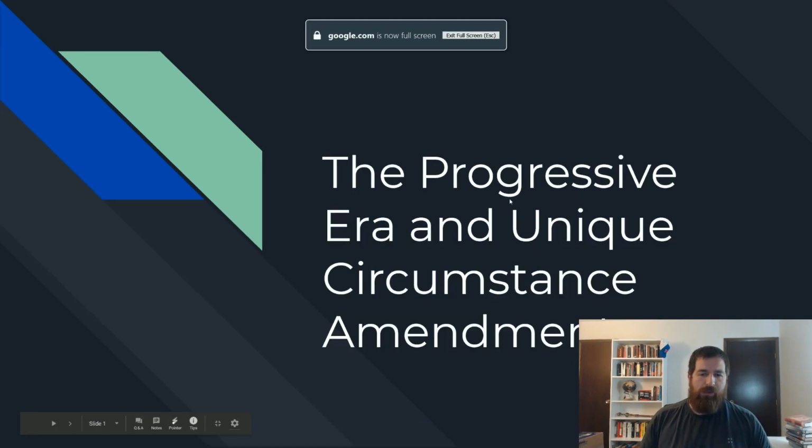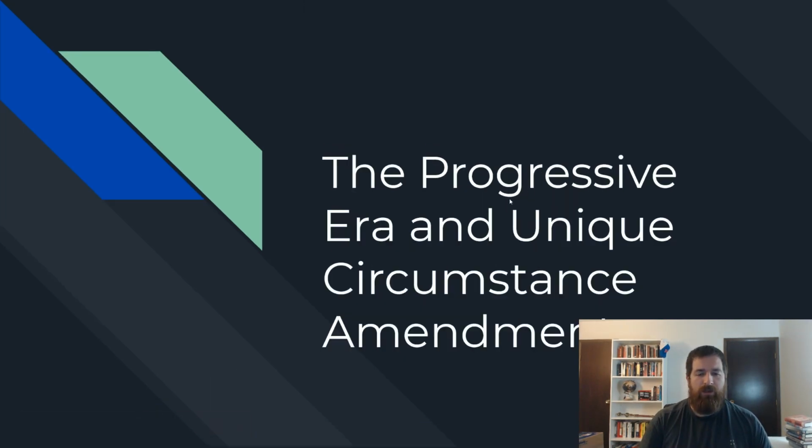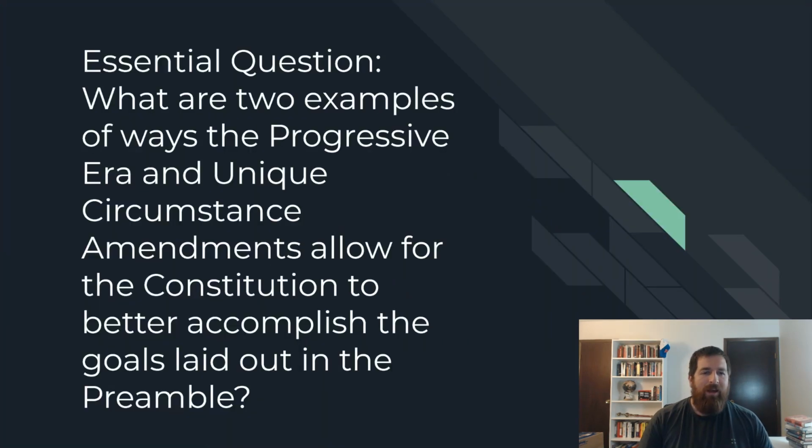All right, so like I just said, we're going to be looking at the Progressive Era and Unique Circumstance amendments. And our essential question is not that much different from the essential question for our last set of notes. What are two examples of ways that the Progressive Amendments and the Unique Circumstance Amendments allow for the Constitution to better accomplish the goals laid out in the preamble? So once again, you may have to use those notes on the preamble as a refresher so that you can properly answer this question. All right, let's go ahead and dive in.